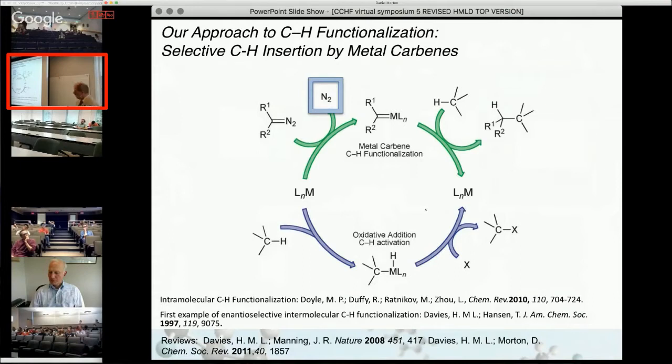Our chemistry often will involve diazo compounds that, in the presence of a metal catalyst, will generate a highly reactive metal carbene, and that metal carbene will be what will actually do the CH functionalization. They're very reactive, and it's the carbene that actually inserts into the CH bond. So you directly now go to your final product.